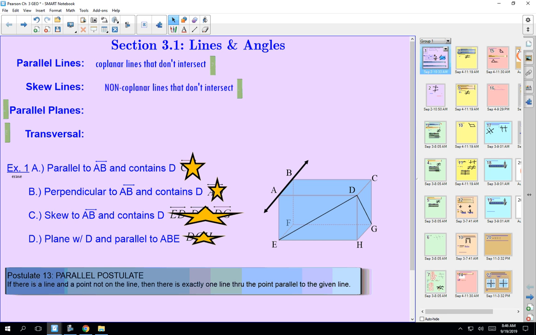Parallel planes we talked about, planes that don't intersect. And then the transversal, I'm going to have pictures of transversals on here, but a transversal is a line that intersects two or more coplanar lines.